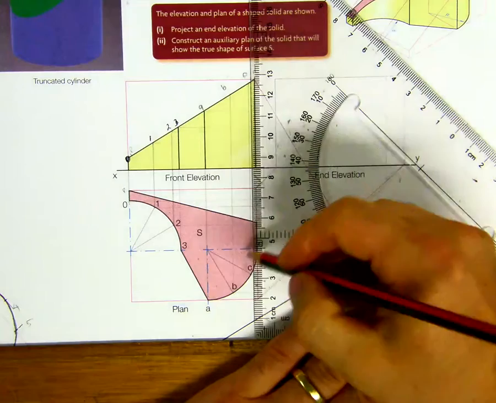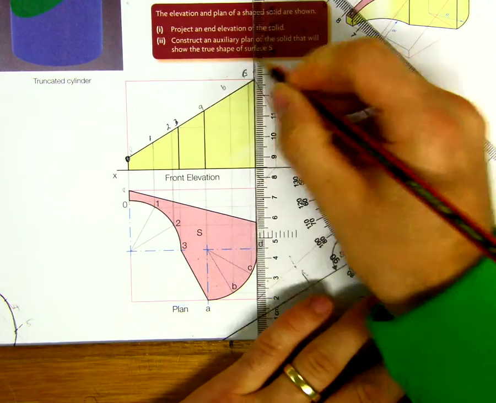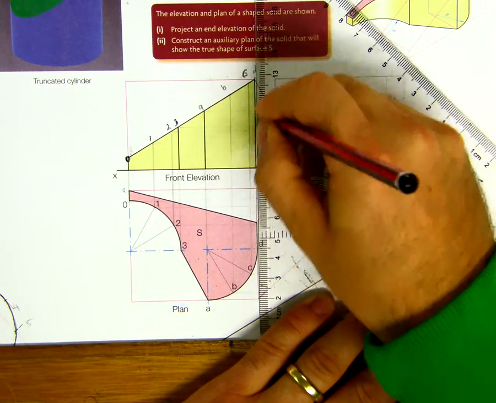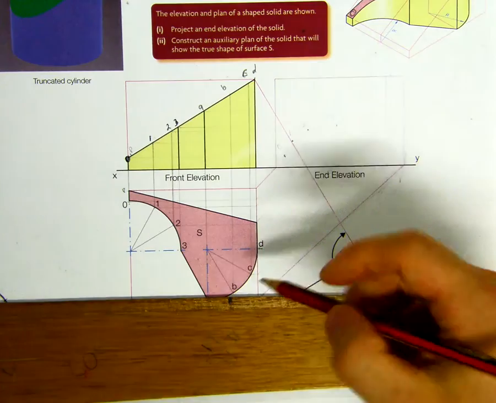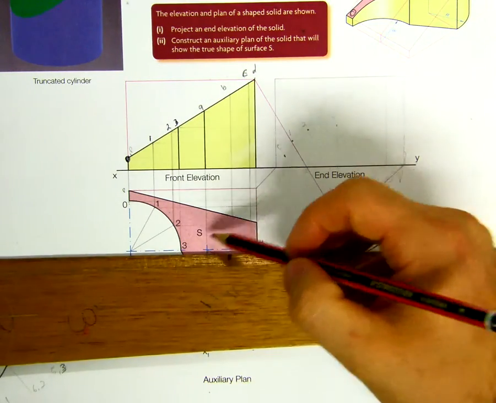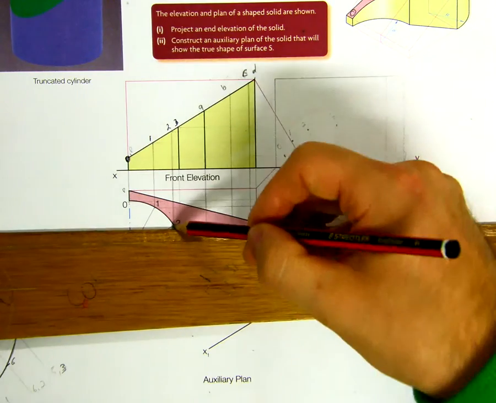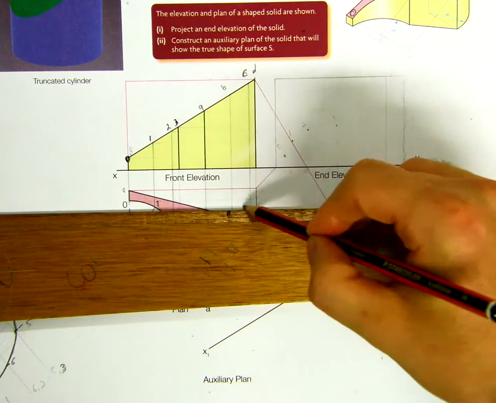Okay, there's C. And there's D at the edge. Okay, so we have all our points there. So now we need to bring them across. So it hits our line there. The center line, 2. Line the edge, 1.